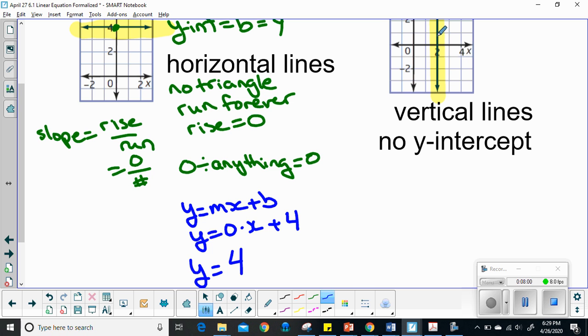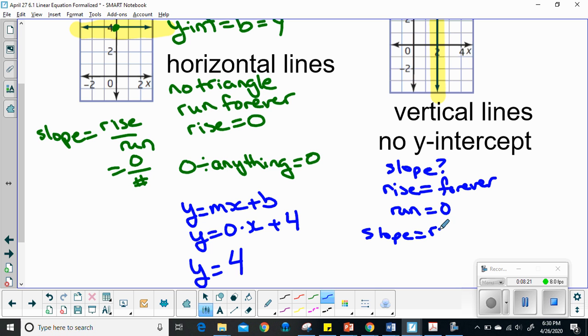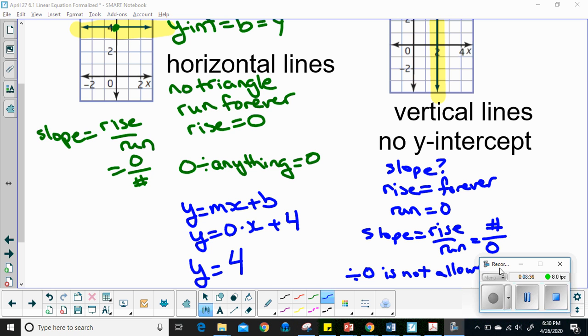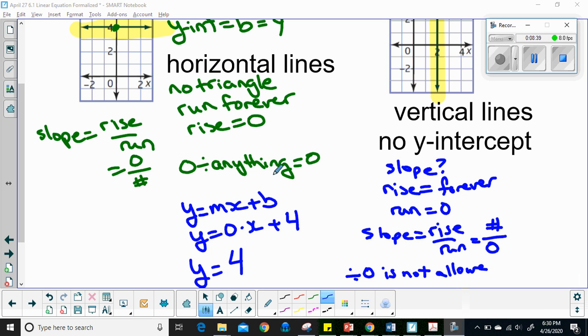Let's see. What can I write? Well, do I have a slope? So remember, slope is rise over run. Well, here my rise is forever, and my run is 0. So my slope formula, which is rise over run, I have whatever number I want over 0. Well, you can't divide by 0. Divide by 0 is not allowed. Can't do it. It's illegal. Your calculator will give you some form of an error. It is 100% not allowed.